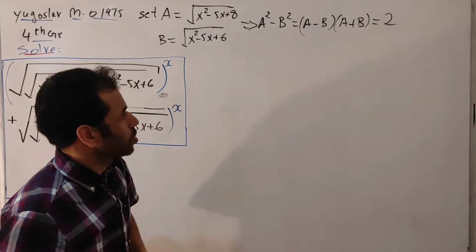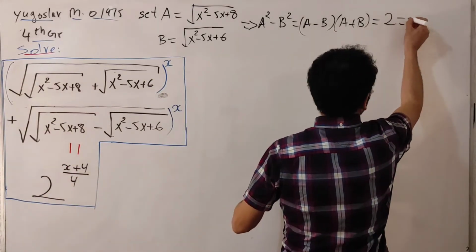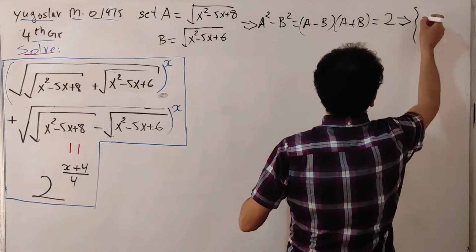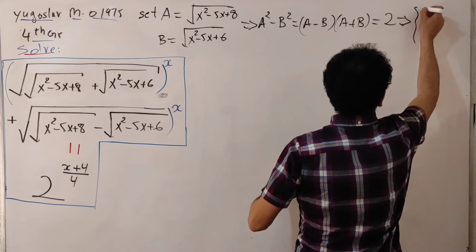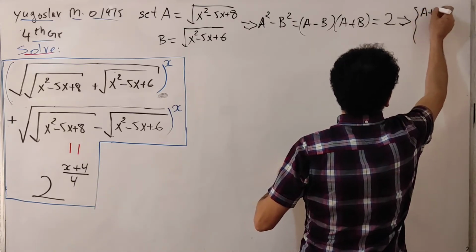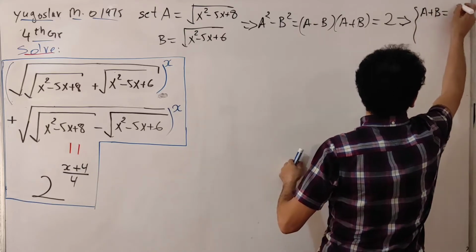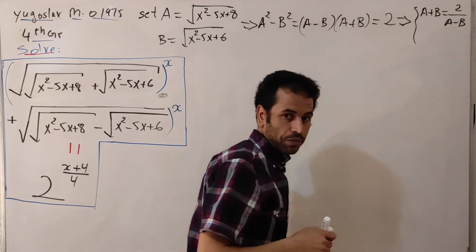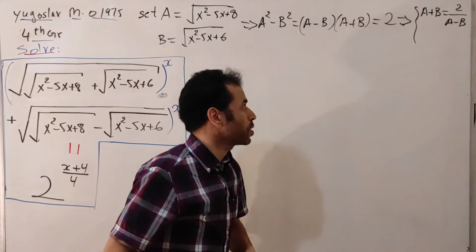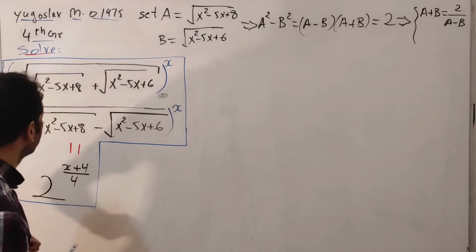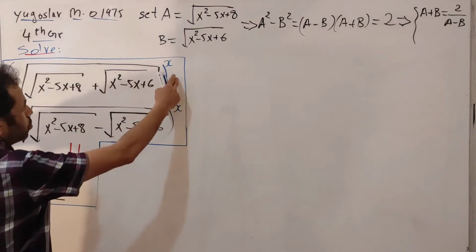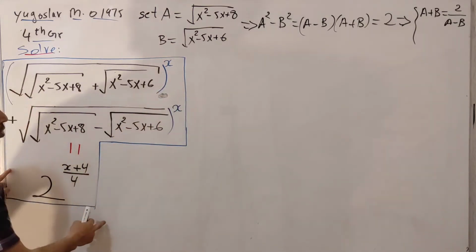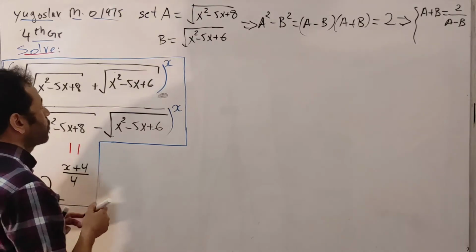In other words, this is telling us that A plus B, capital A plus capital B, equals 2 divided by A minus B, or A minus B equals 2 divided by A plus B. So the next thing I'm going to do is raise both sides to the power 2. Now I will have the following expression.